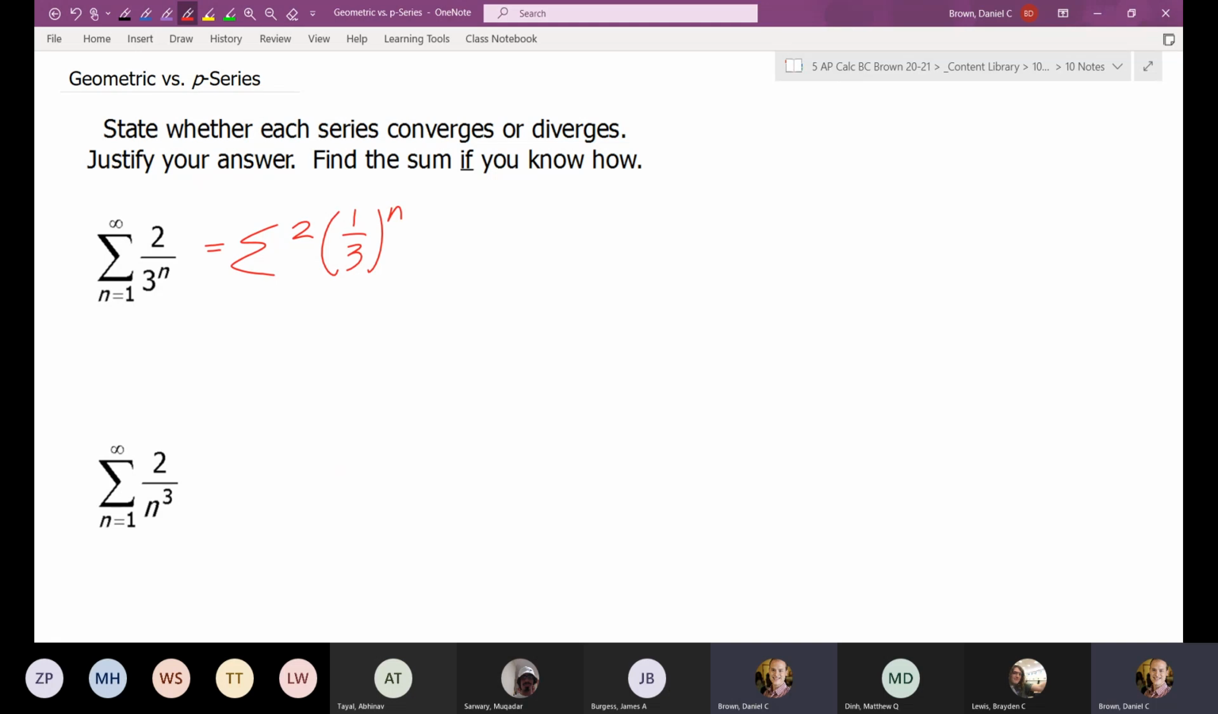So this one is geometric. So again, we're going to state what's important. So r is equal to 1/3. The absolute value of r, to be clear, is 1/3. Why is that important? It's less than 1. So what do we know about that series? Converges by the geometric series test.